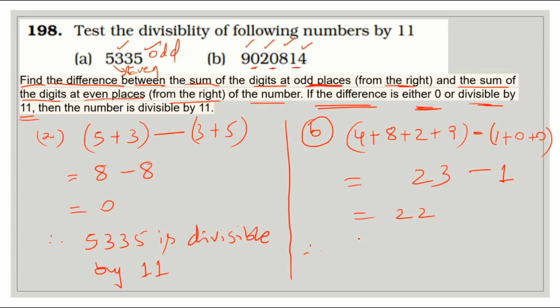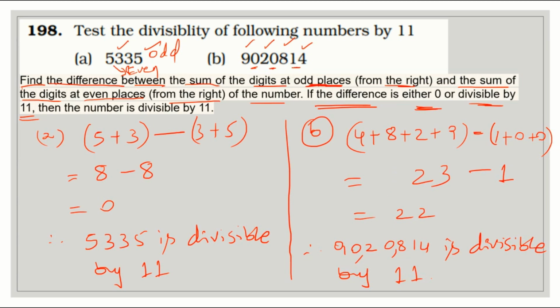Therefore, I can say 9020814. How do you read this number? It's 90,20,814 is divisible by 11. This is how we do.